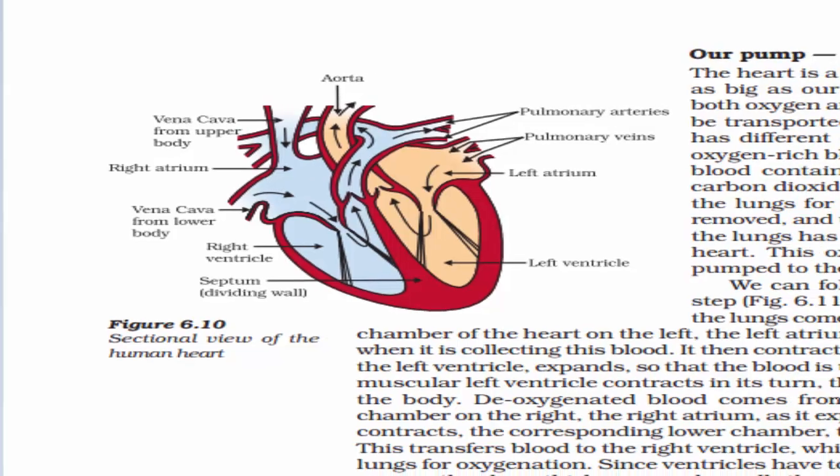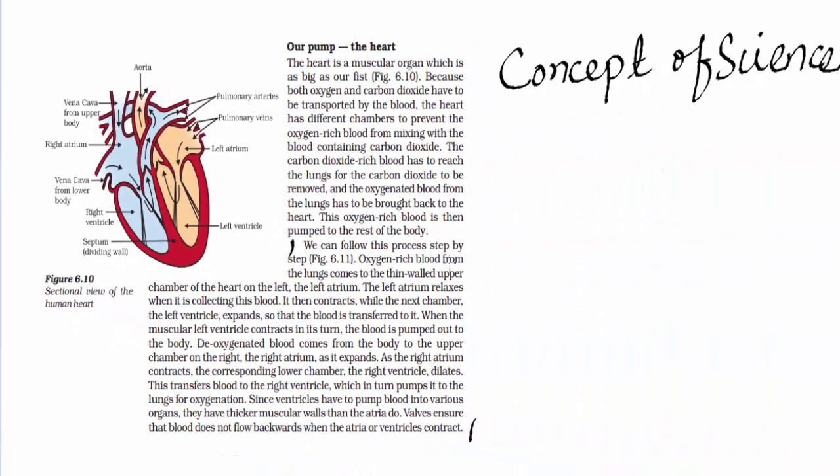It is an NCERT screenshot. It is written here: oxygen rich blood from the lungs comes to the left atrium, the upper chamber of the heart. This is the oxygen rich blood coming from the lungs. It is coming to the left atrium. When the left atrium expands, a space is created, and by that mechanism the blood flows into the left atrium. After that, the left ventricle expands, which leads to the flowing of the blood from the left atrium to the left ventricle.